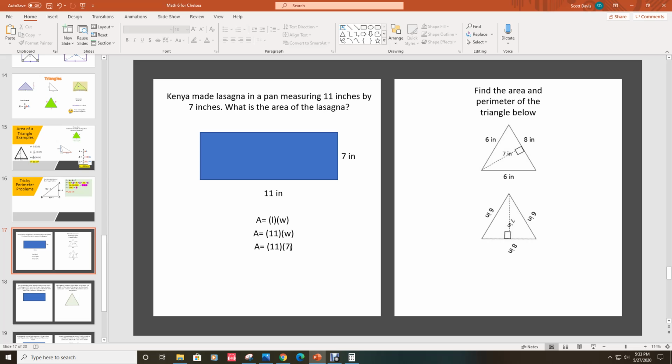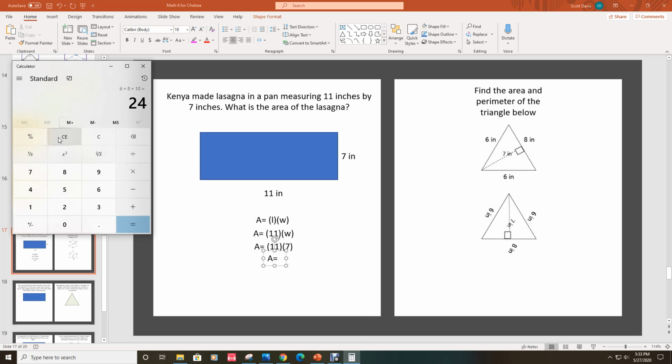Do I have anything else to fill in? Absolutely not. So I can solve now and find out what my area is. My area is going to equal 11 times 7. 77.